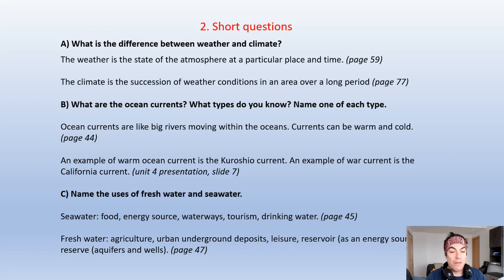Then the uses of fresh water are for agriculture, as urban underground deposits, for leisure, for fun, for reservoirs, because, sorry, I should have coughed in my elbow. The reservoirs use the falling water to produce electricity, so as an energy source, and for reserve in aquifers and wells for human consumption. You have it on page 47.